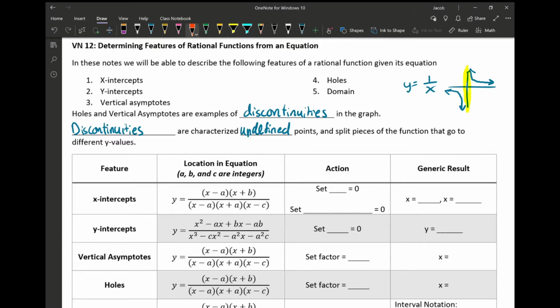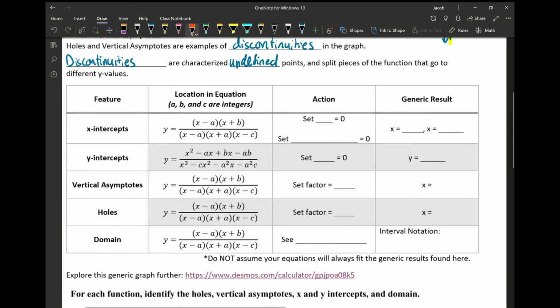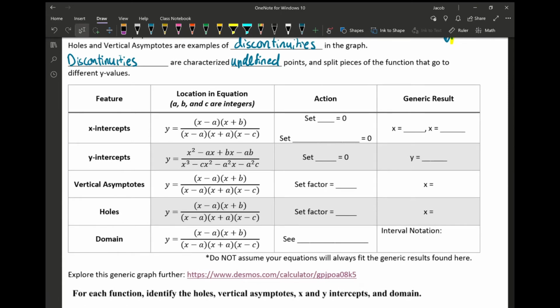And again, holes and vertical asymptotes are discontinuities with these rational functions. Now, this chart might seem a little bit overwhelming, and I find that whenever I put in something like this, I get a lot of nervous looks. The generic factored form of a rational function does not need to be memorized, but I am going to use it to show you where these features appear in the equation.